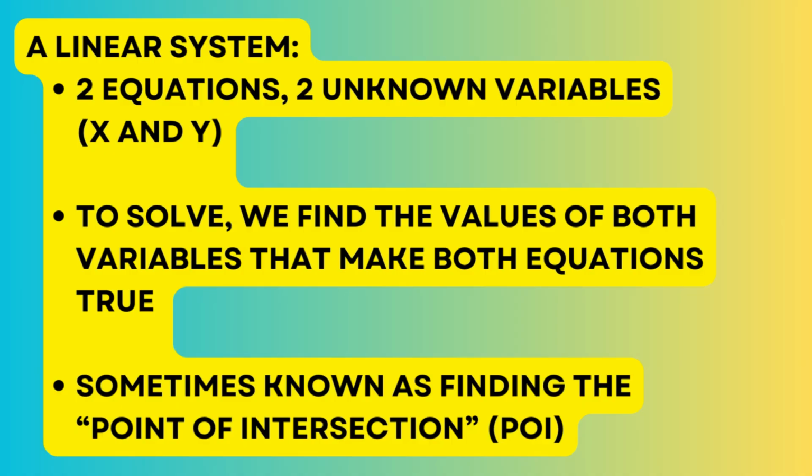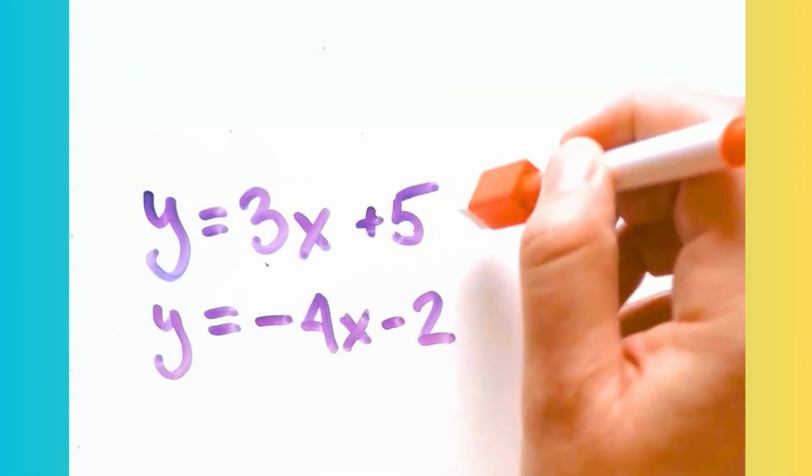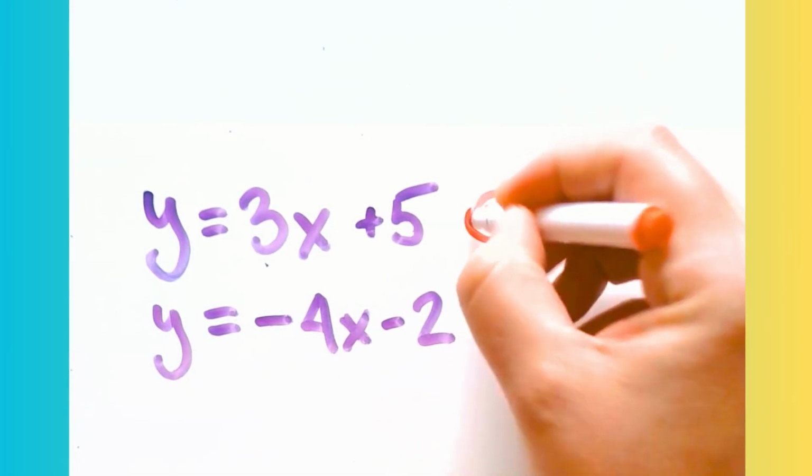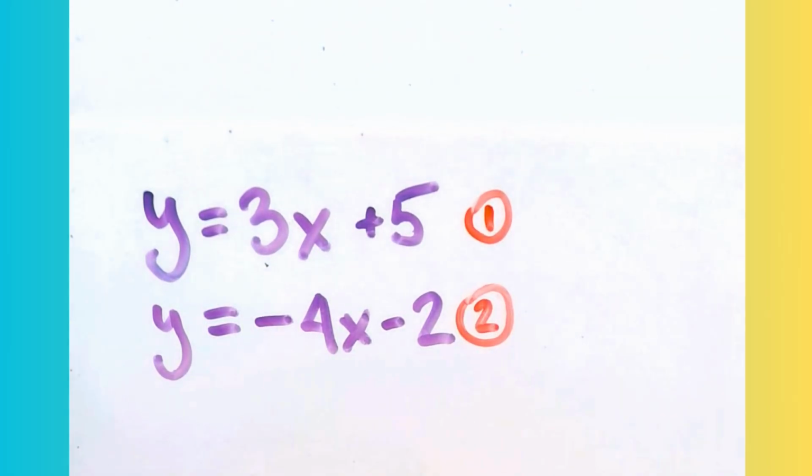This is how you do it. Let's start with the first one. The first thing you always want to do is label your two equations. We just label them with 1 and 2, and usually I put a little circle around it to help keep track and so it doesn't get messy.